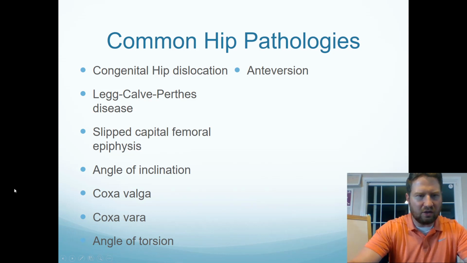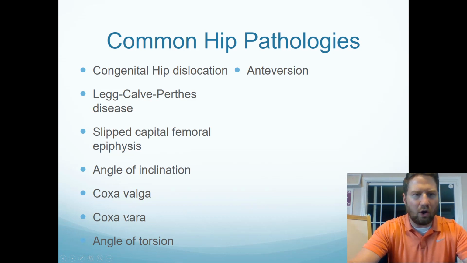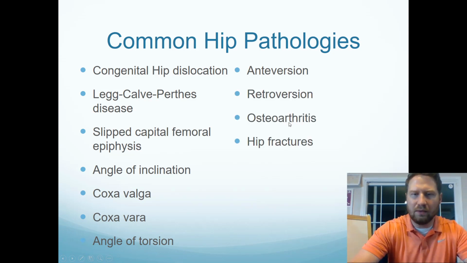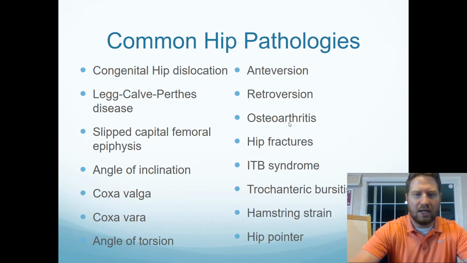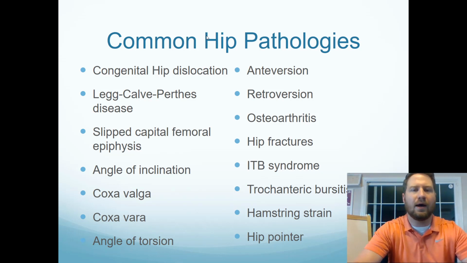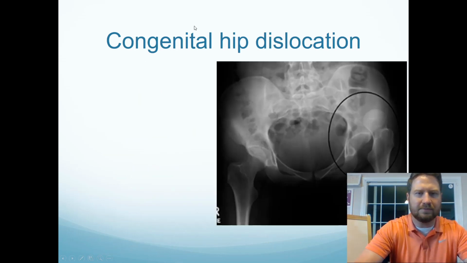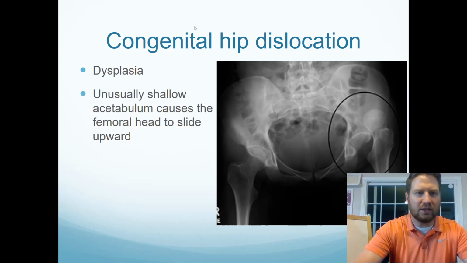Okay. Really, you could take your coxa valga and coxa vara and kind of push them over, because those are part of your angle of inclination. Okay. Same thing with your angle of torsion and anteversion and retroversion. We also have OA, hip fractures, iliotibial band syndrome, trochanteric bursitis, hamstring strain, and a hip pointer that we will also talk about. We're going to talk about more orthopedic pathologies in 170 when we talk about our orthopedic pathologies.